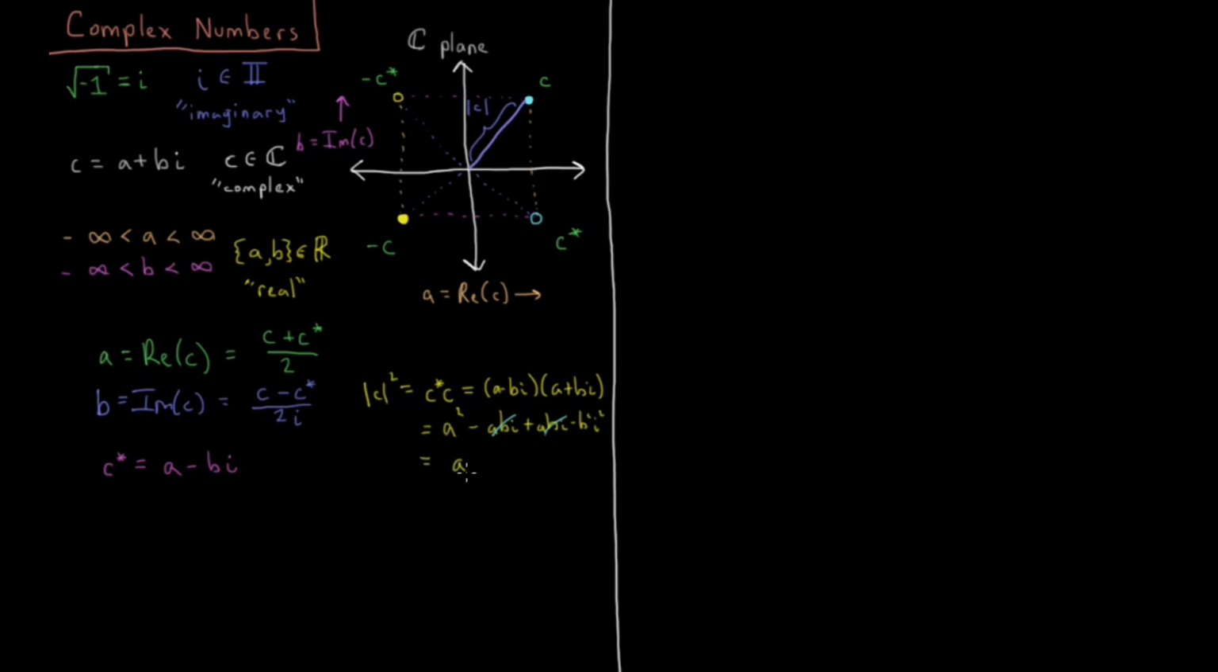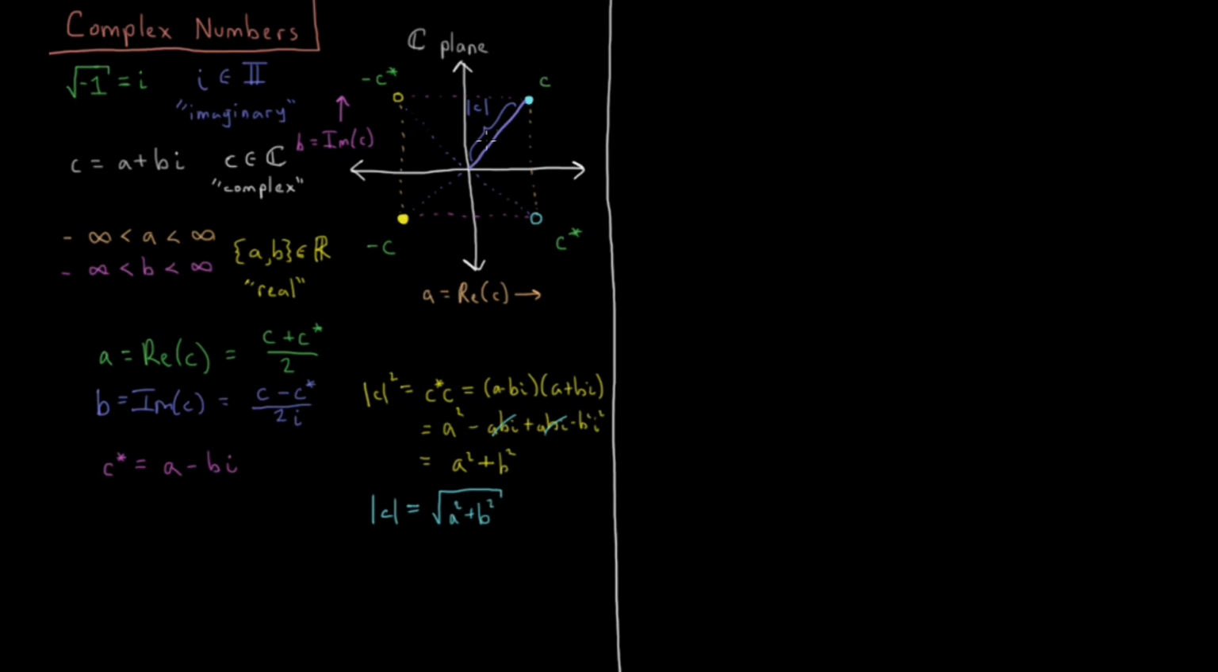So this is going to be a squared, and then i squared is -1, because i is the square root of -1. I squared is -1, so minus b squared i squared is plus b squared. So that gives us that the magnitude of c, kind of its length from the origin in the complex plane, is equal to the square root of its real part a squared plus its imaginary part b squared. So it's kind of like a Pythagorean theorem in our complex plane here. All right, so that's the magnitude of c.